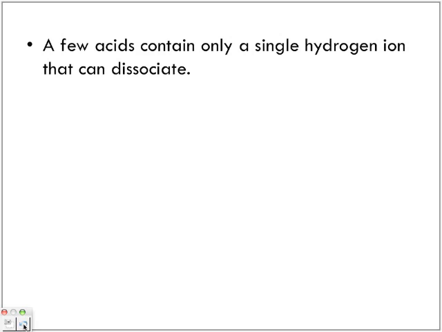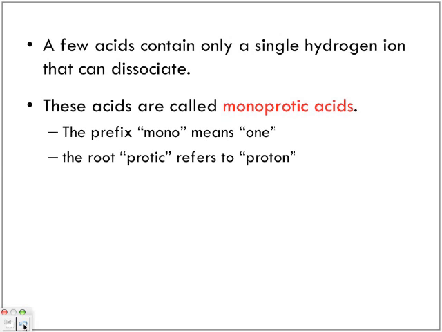A few acids contain only a single hydrogen ion that can actually dissociate. All the ones that we've looked at, hydrochloric acid and acetic acid, only give off one hydrogen. So these acids are called monoprotic acids. Mono meaning one, protic refers to proton. So how many protons can it give?